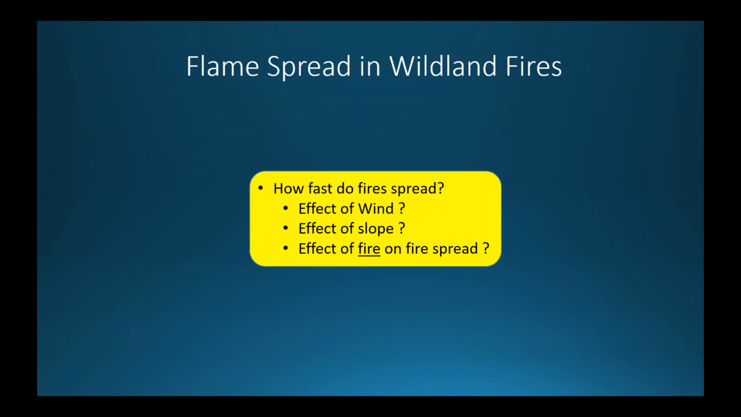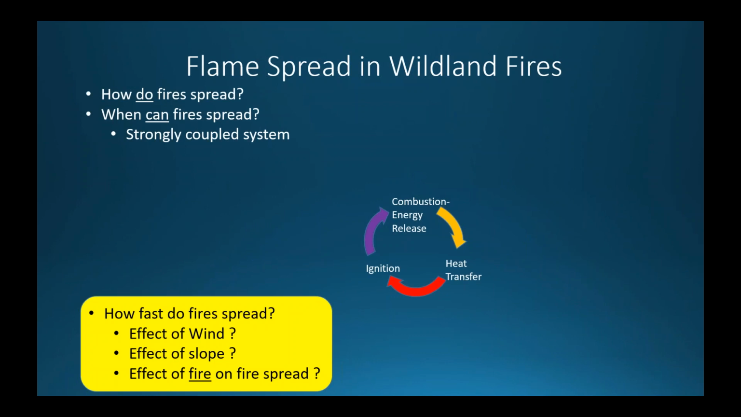So when we focus on fire spread rate, which is important, of course, it indicates how fast they're moving and how fast they're growing in 2 dimensions. We are interested in the effect of wind, the effect of slope, the effect of the fire on how fire spreads. But in order to really answer this question, rather than jumping straight to how fast fires spread, we need to understand how they spread.